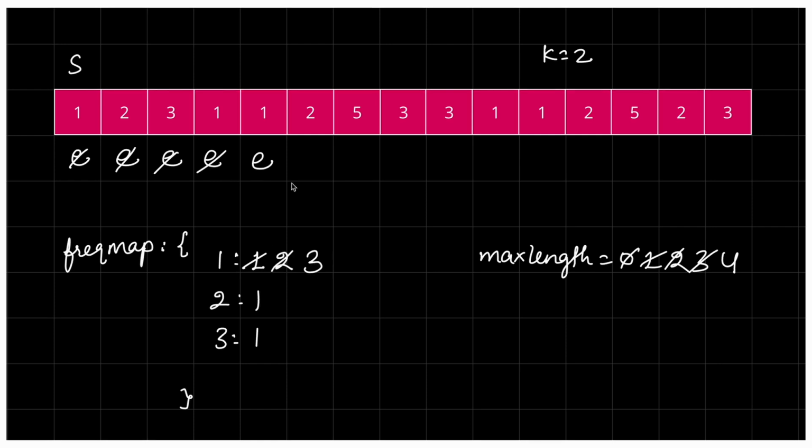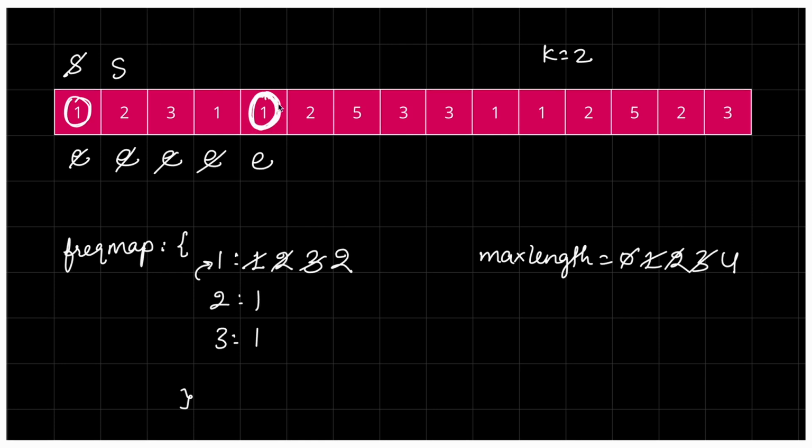Now at this point, the frequency of your current end element is exceeding 2. That means this window has now become invalid, and that is why we are not updating our max length. First we need to make sure that this window becomes a valid window. How can we make it valid? We keep incrementing our start until the frequency of this element becomes stable. What do I mean by stable? Stable means it becomes 2 again. So let's take this as the start pointer and decrement the frequency of the current start element. This will make it 2, and your start will increment. Now just check whether the frequency of your current end element has stabilized.